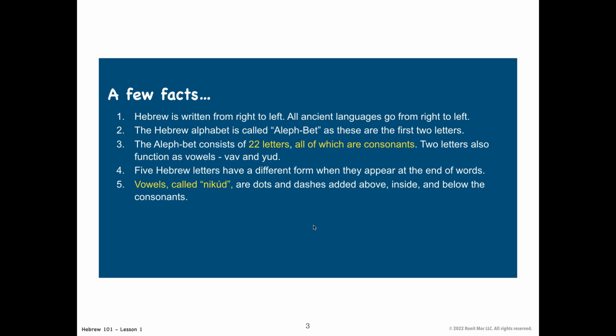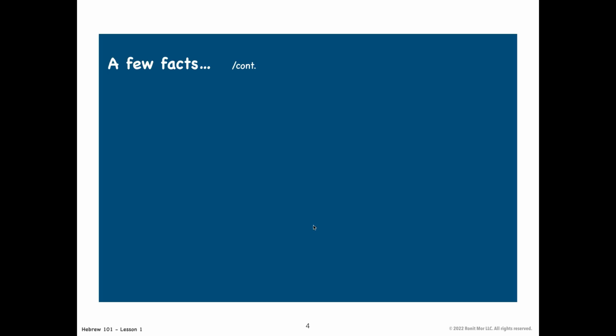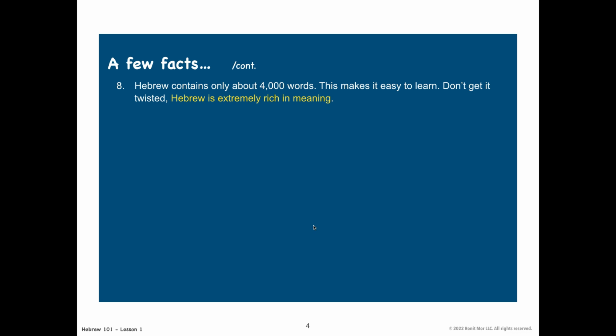Vowels, called nikud, are dots and dashes added above, inside, and below the consonants. One advantage to Hebrew is that the sound for each letter remains consistent, unlike English, where one has to memorize many variations. Hebrew is a block-style language, therefore it really does not have capital or lowercase letters. Hebrew contains only about 4,000 words.